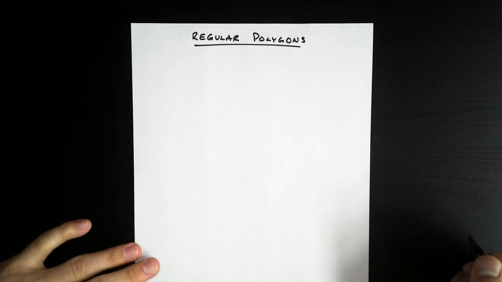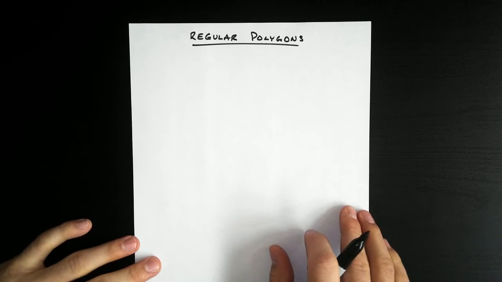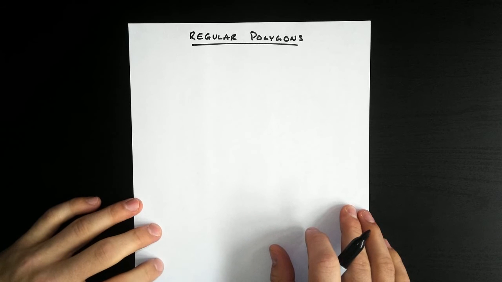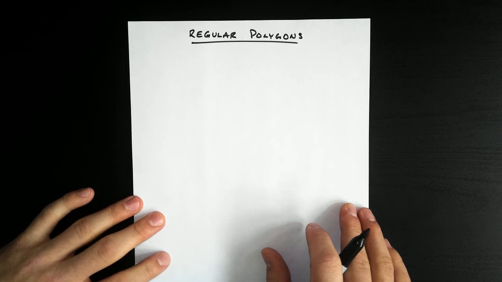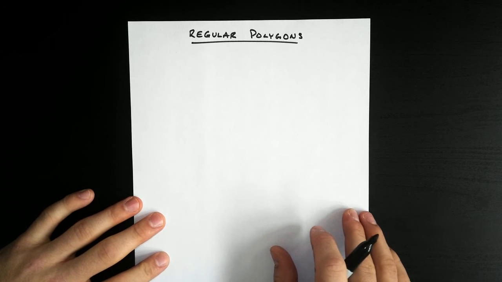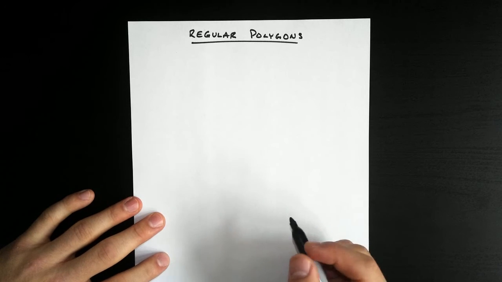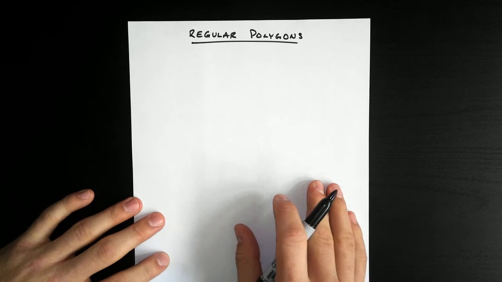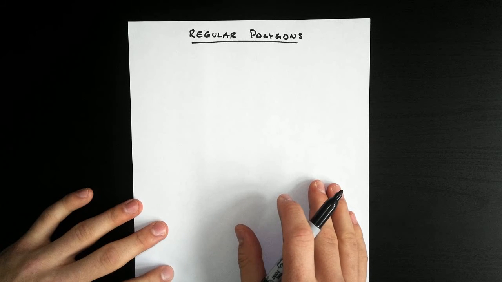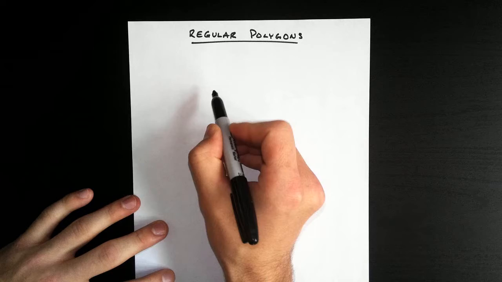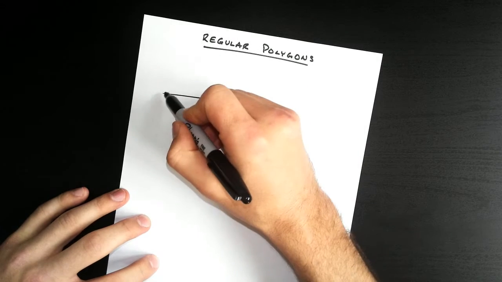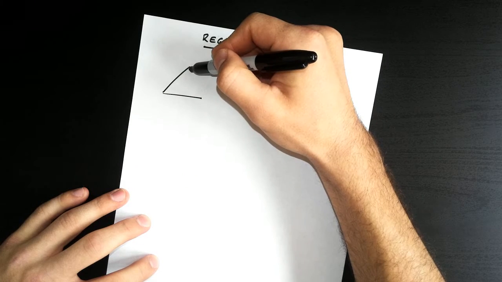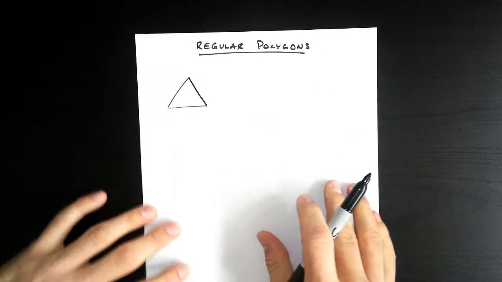Hello everyone. I'm going to talk a little bit about regular polygons, and then I'm going to do just one example using our formula for the sum of the interior angles. So first, I want to talk about the definition for regular polygon. So we already know the definitions for equilateral and equiangular.